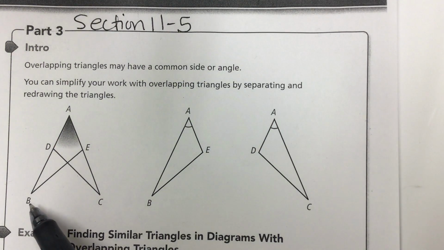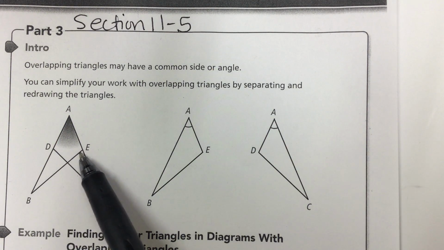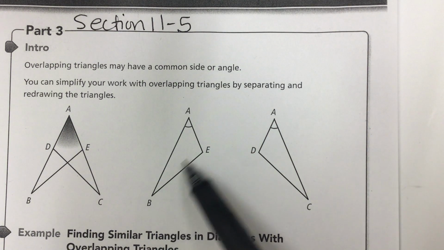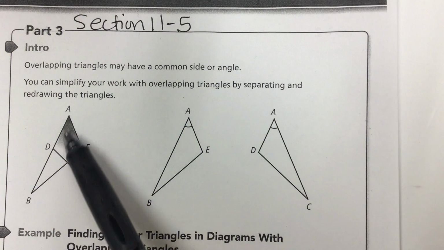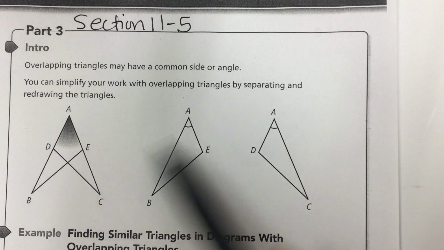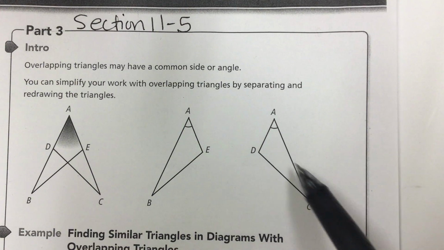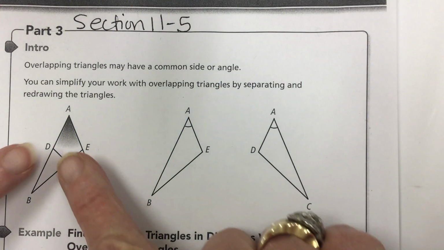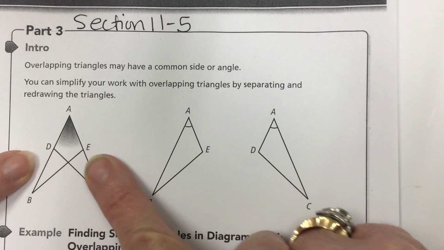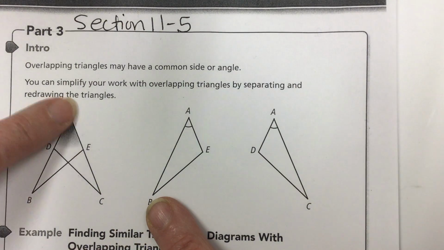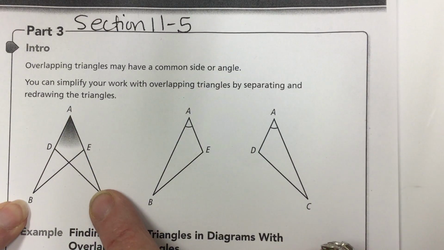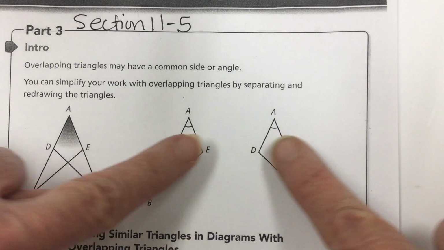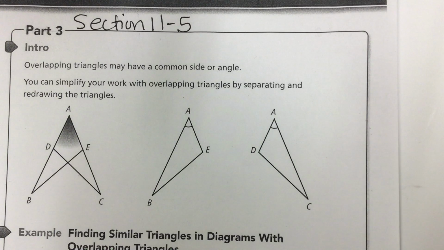Notice in this first figure we have triangle ABE. That's this triangle ABE if they were separated. And then we have triangle ADC. That's this triangle ADC. So if you were to take these two triangles and pull them apart, pull AEB to the left and ADC to the right, you would have these two triangles.